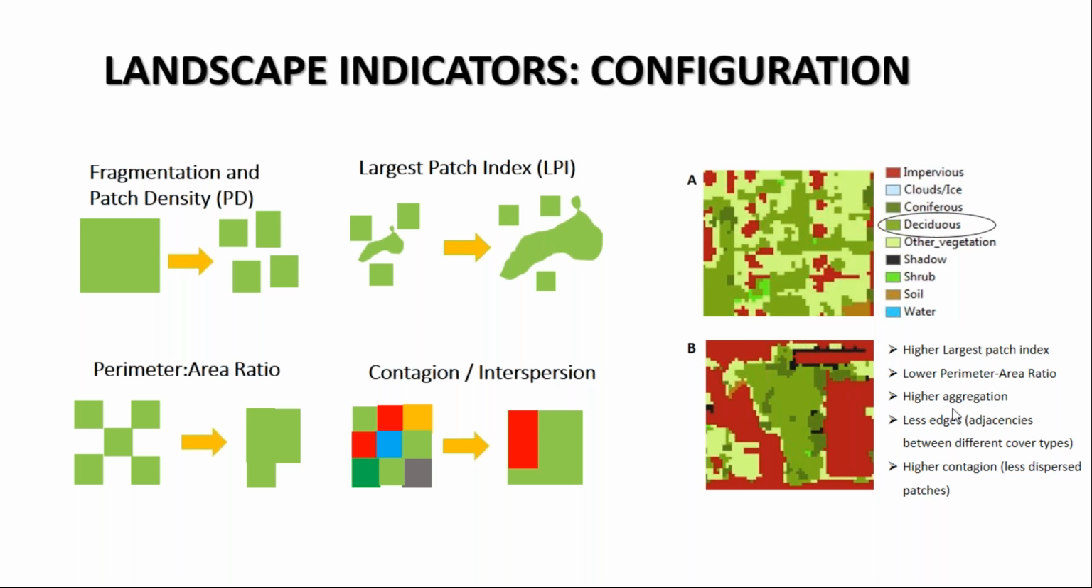So the image on the bottom has a much higher largest patch index, has a lower overall perimeter to area ratio, higher edge aggregation, less overall edges. And so these are all the kinds of things we can quantify using landscape indicators of configuration. So basically, for landscape indicators, first you want to know, should I measure the landscape in the whole watershed or just in the riparian zone? And then the second question is, is it enough to just track percent cover, or do I need to know configuration, like in some of these examples here?